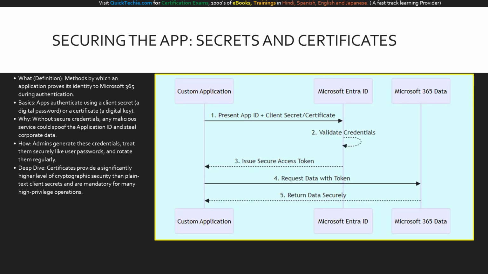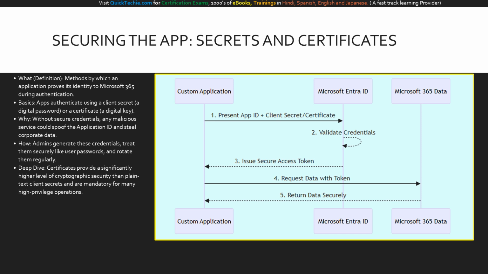Just as a user needs a password, an application needs a way to prove its identity to Microsoft 365. When an app connects, it must demonstrate that the request is genuinely coming from a trusted source. It achieves this using a digital password known as a client secret or a cryptographic key known as a certificate. You can think of these credentials like a special security badge that the app flashes to say, "I am exactly who I say I am."